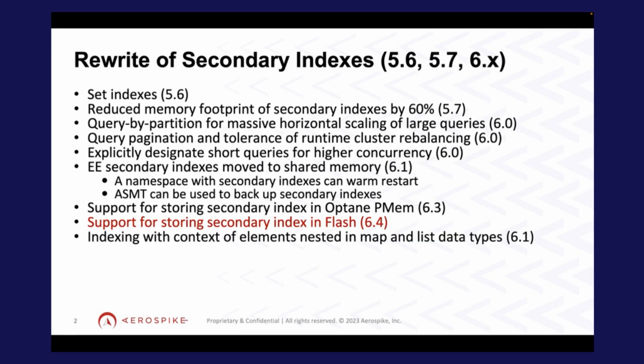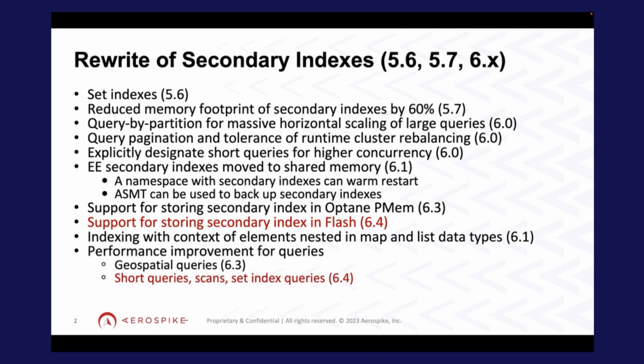We allowed to index deeply nested elements in a map and list data type in Server 6.1, and there were a lot of performance improvements for queries. The long-running queries in 6.0, geospatial queries in 6.3, short query scans, set index queries in 6.4. And we will soon allow you to index any data type, not just numeric and string data.